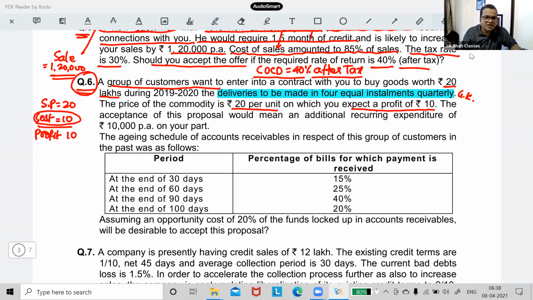Otherwise, how will I tell you? It should be given in the question. The detail should be there in the question, otherwise from where will I produce it? Okay, so as of now, I could see only that the selling price is 20, profit is 10, cost is 10. We'll read the whole question. The acceptance of proposal would mean an additional recurring expenditure of 10,000 per annum on your part. So I can say this is nothing but administration cost.